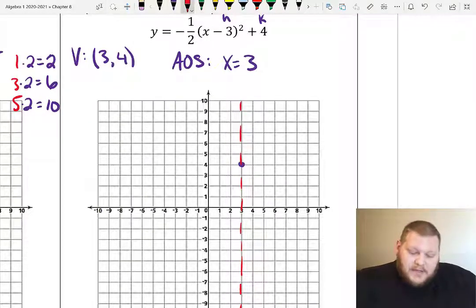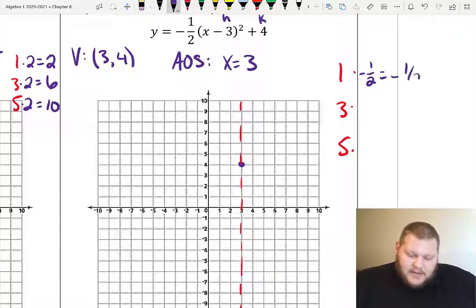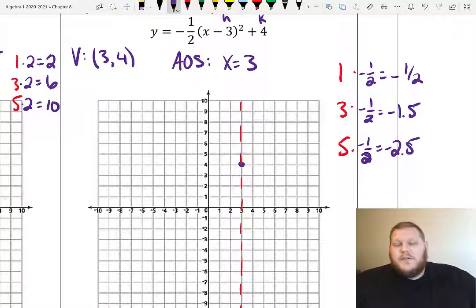So if you need to, again, off to the side, you can do your 1, 3, 5 shortcut and multiply those by your A value. So negative 1/2 times 1 is negative 1/2. Negative 1/2 times 3 is negative 1.5, and 5 times negative 1/2 is negative 2.5. So instead of up 1 over 1, up 3 over 1, up 5 over 1, I'm going to go down 1/2 over 1, down 1.5 over 1, down 2.5 and over 1.